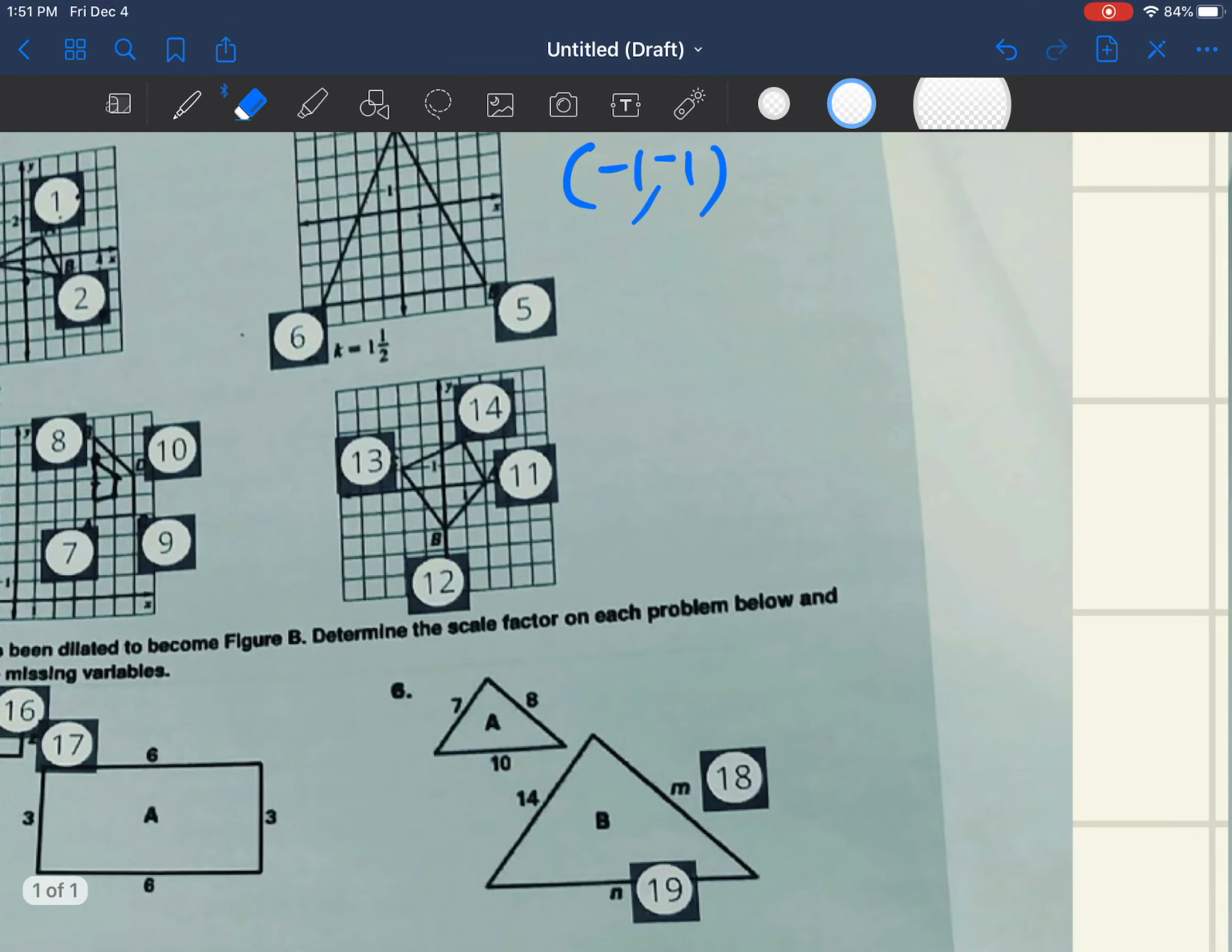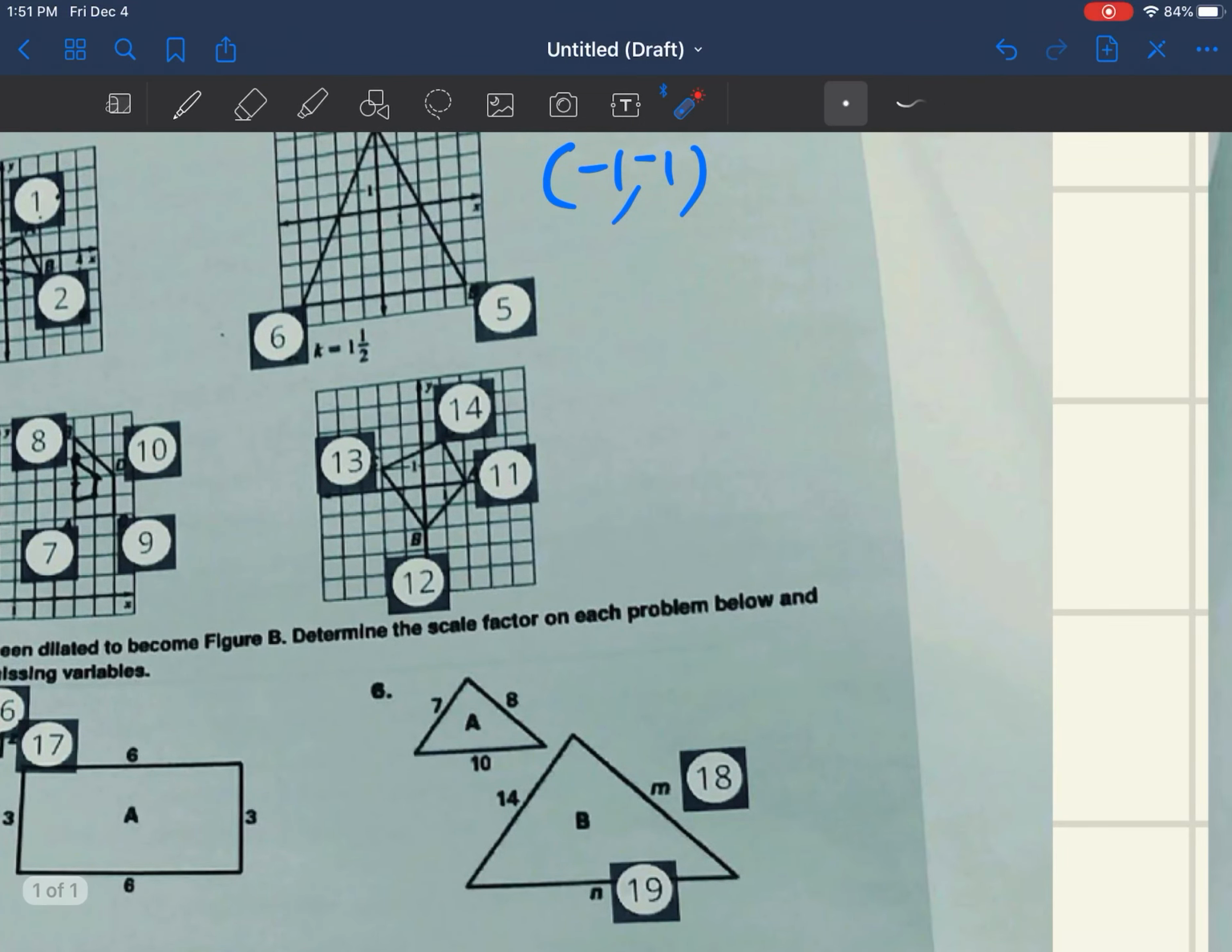Let's move over to 11, which is right over here. Looking at this point, I'm going to get the coordinates of that point. I go over 1, 2, and I don't go up or down. So the coordinates of that point are 2, 0. And the scale factor is 1.5. So what I'm going to do is take each of these numbers right here, 2 and 0, and multiply them by 1.5.